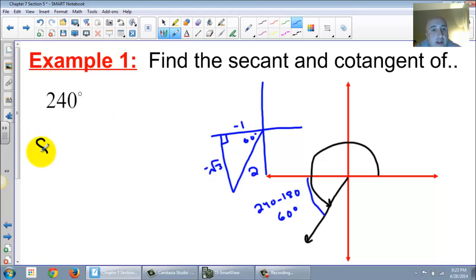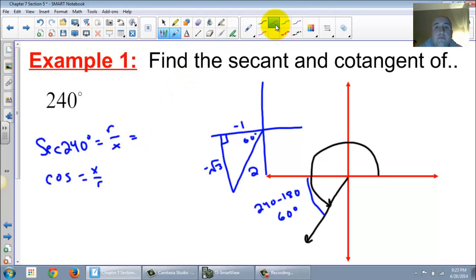What we're looking for now is the secant of 240 degrees. And remember, secant goes with cosine. So cosine equals x over r, and secant is equal to r over x. So what is our r over x for this problem? Our r is 2, our x is negative 1. So 2 over negative 1 equals negative 2. So the secant of 240 is negative 2.